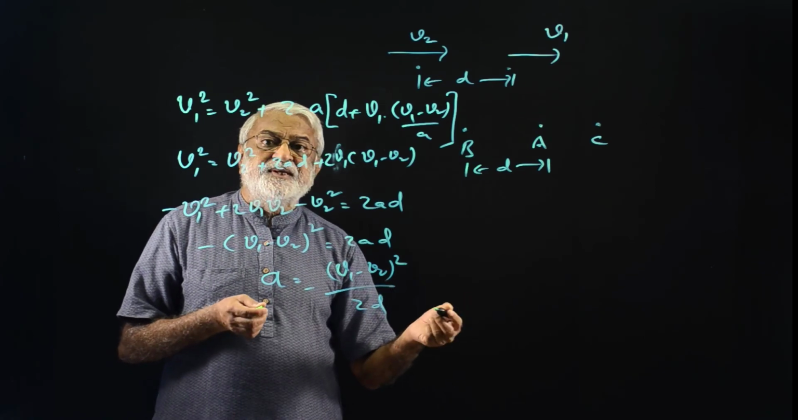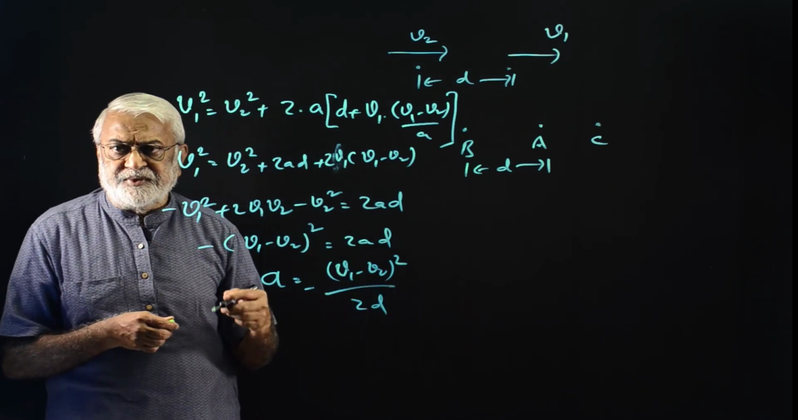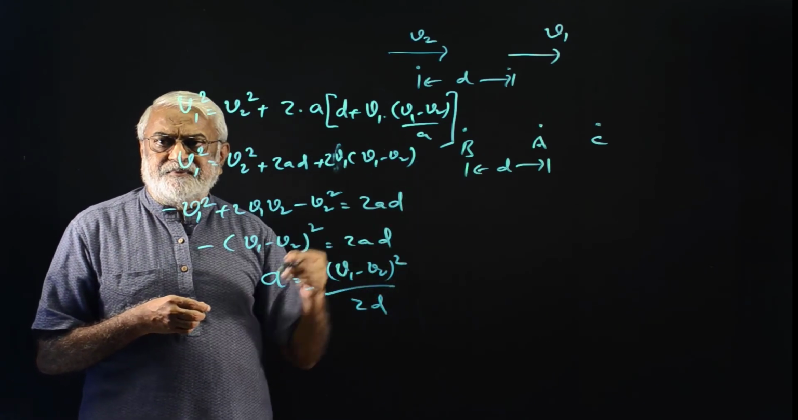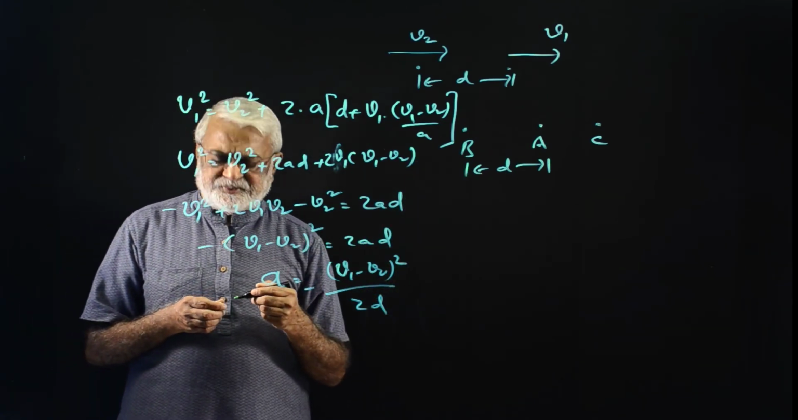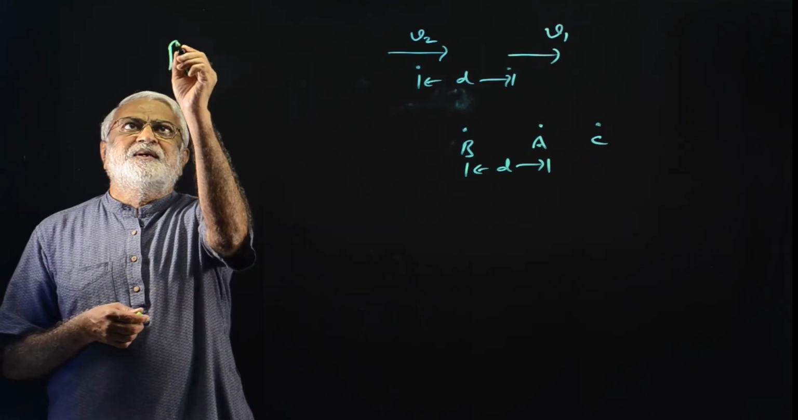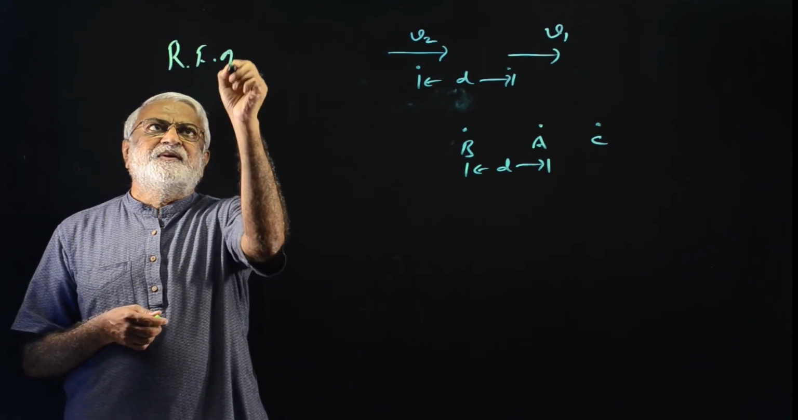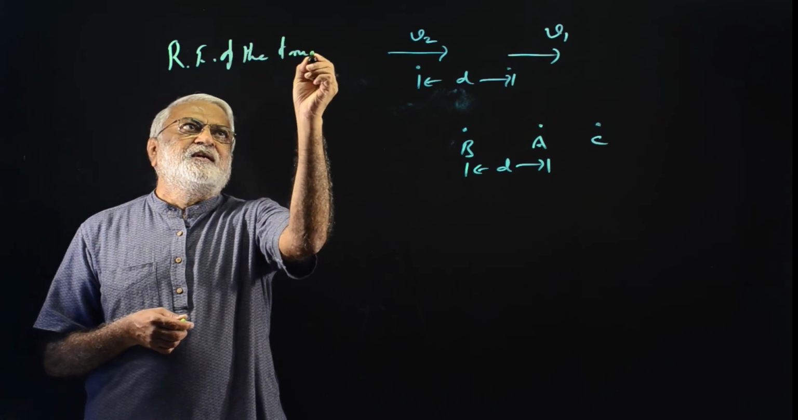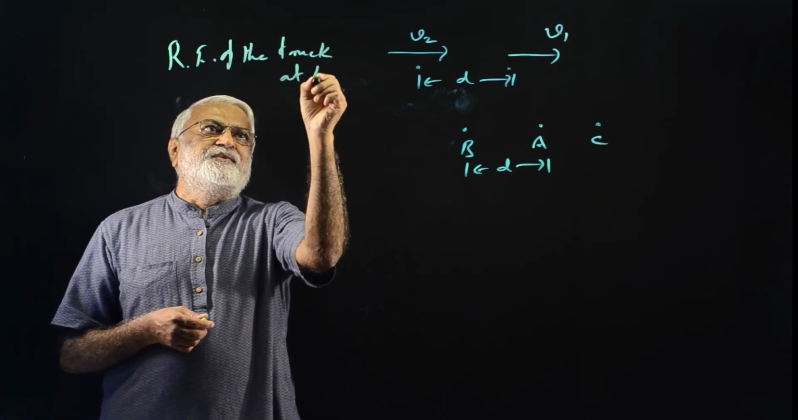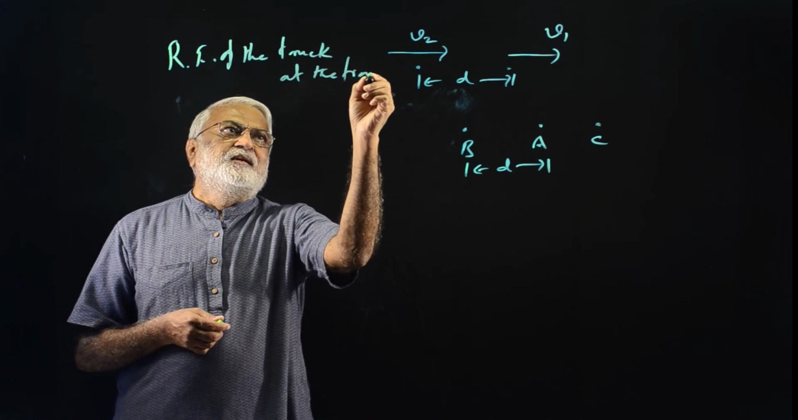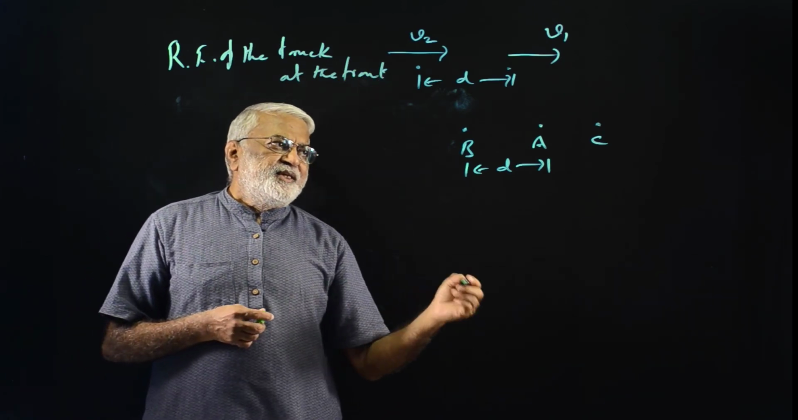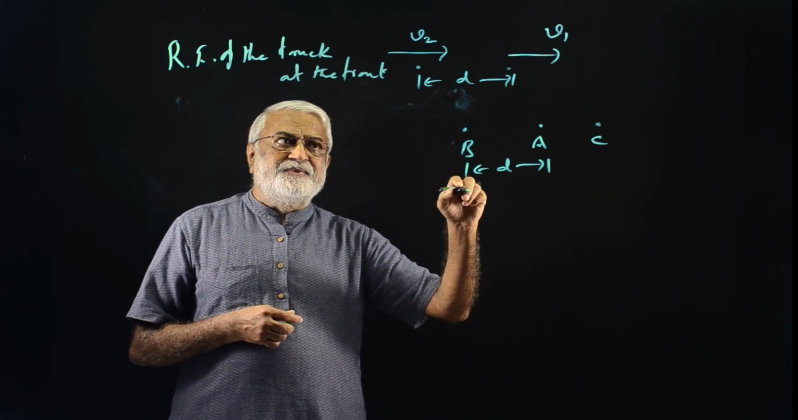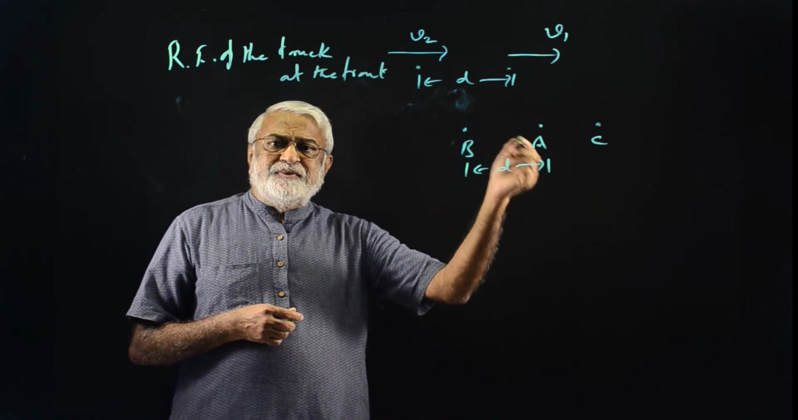Let's switch our reference frame. So let's switch to the reference frame of the observer in the truck at the front and see how this works out. This is the reference frame of the truck at the front. So in this reference frame, the truck at the front is at rest and the truck B is moving at a speed of v2 minus v1.